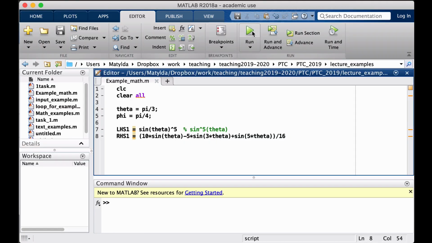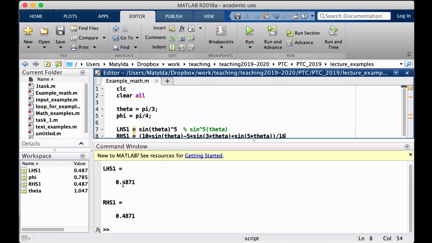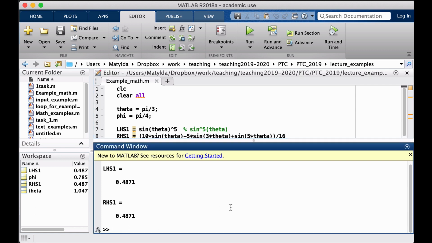So let's run this and see what comes with our left-hand side and right-hand side. And you can see they are the same. This is the format short, as we discussed. You could see it in the longer one, format long. And once again, left-hand side 1 and right-hand side 1. You can see that up to those 15 decimals, these are still the same.